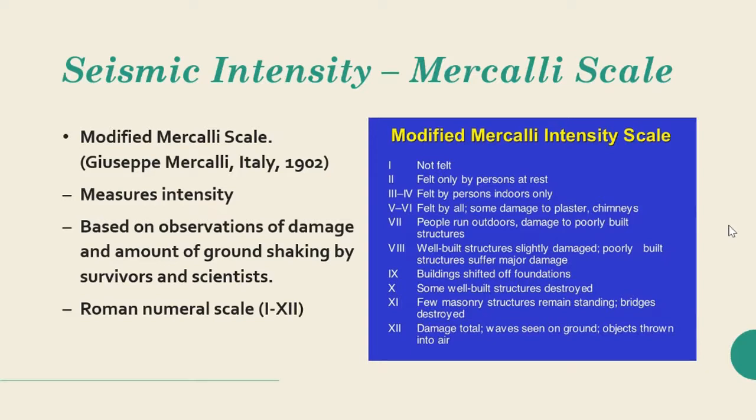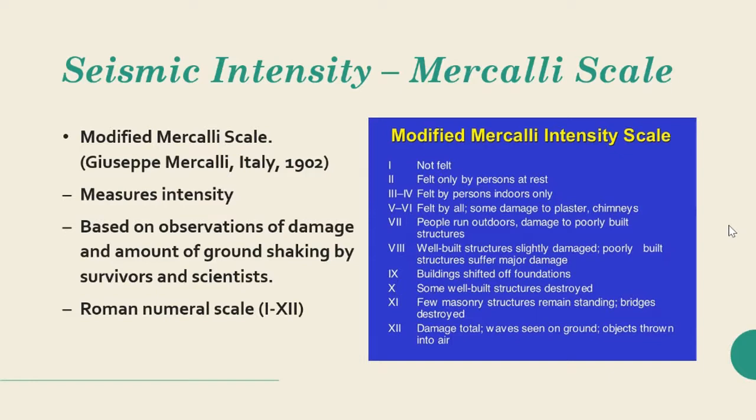For example, a 1 on the Mercalli scale is not felt by anyone. A 5 on the Mercalli scale would be felt by all, with some minor damages. A 10 on the Mercalli scale is well-built structures being destroyed, and a 12 would be waves seen moving on the ground and objects being thrown up into the air with total damage.